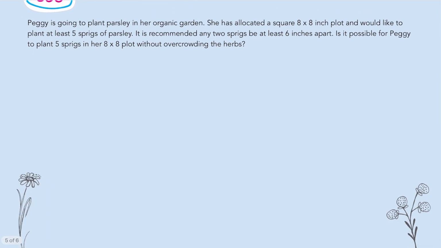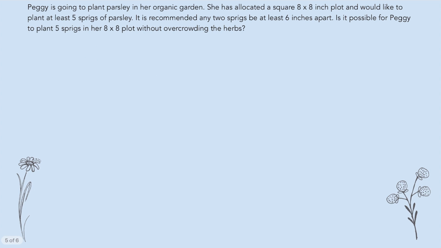Let's take a look at this cool problem. So it goes like this. Peggy is going to plant parsley in her organic garden. She has allocated a square 8 by 8 inch plot and would like to plant at least 5 sprigs of parsley. It's recommended that any 2 sprigs be at least 6 inches apart from each other. Is it possible for Peggy to plant 5 sprigs in her 8 by 8 plot without overcrowding the herbs?